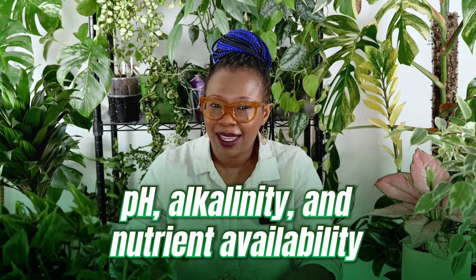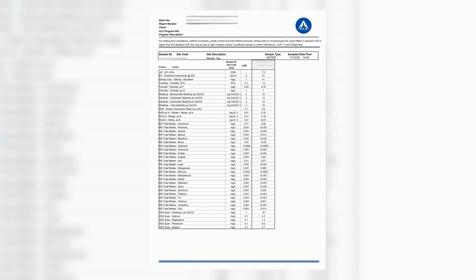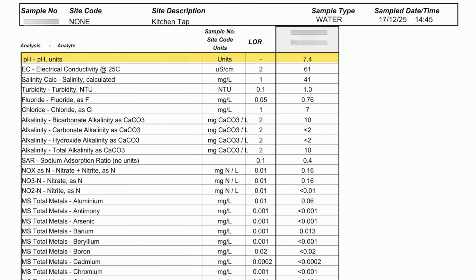pH, alkalinity, and nutrient availability. My tap water has a pH of 7.4, which puts it slightly on the alkaline side. Before we go any further, let's quickly clarify what pH actually means.